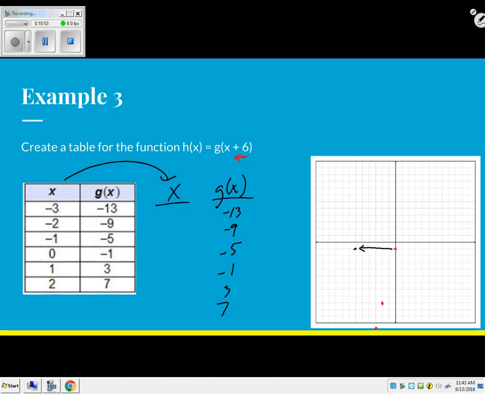But my x values, since they went to the left 6, I'm going to subtract 6 from all these, all the way down. So that would give me a negative 9, and then a negative 8, negative 7, negative 6, negative 5, negative 4, all the way down. So this would be my new table.